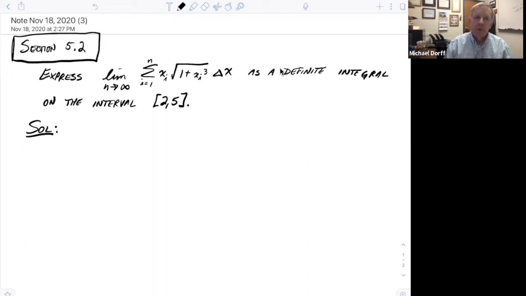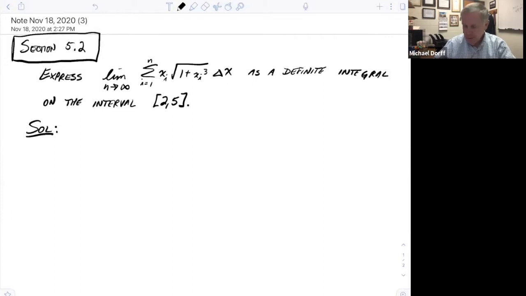Now we're going to look at a homework problem from section 5.2. This problem deals with the definition of the integral. So it's connecting the idea of the limit of a summation with the idea of an integral. So in this problem, we're given this limit of the sum i equals 1 to n of x sub i square root of 1 plus x sub i cubed times delta x.